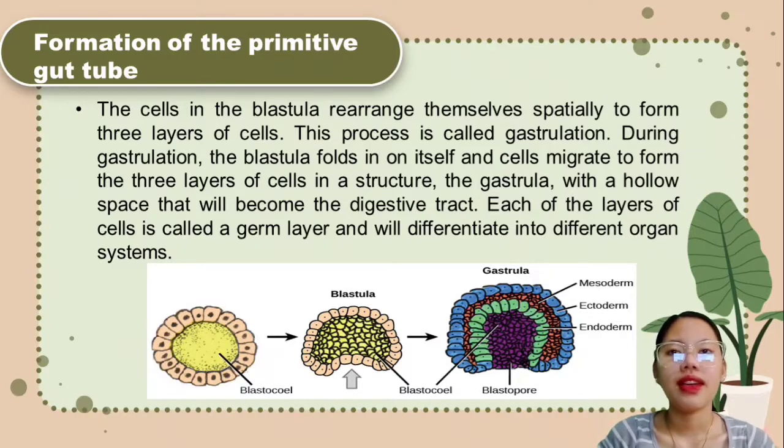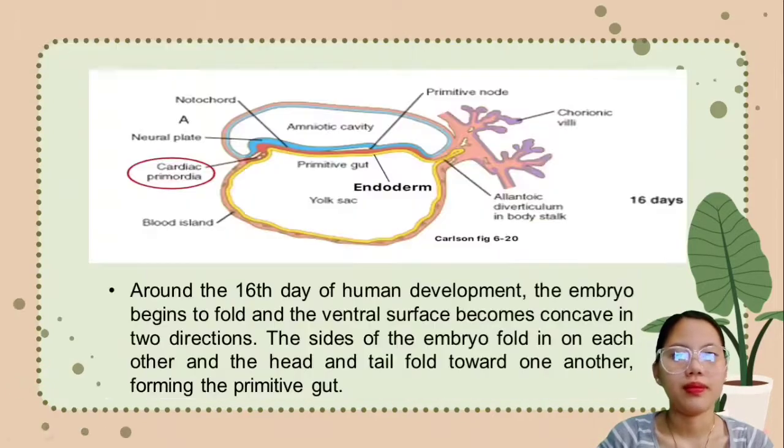During gastrulation, the blastula folds in on itself and cells migrate to form three layers of cells in a structure, the gastrula, with a hollow space that will become the digestive tract. Each layer of cells is called a germ layer and will differentiate into different organ systems. So we have here an illustration.